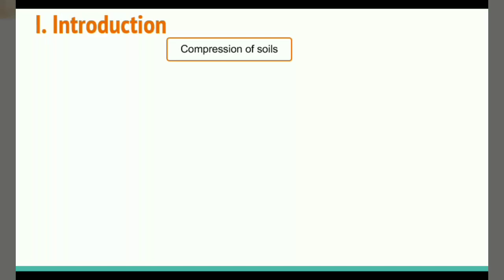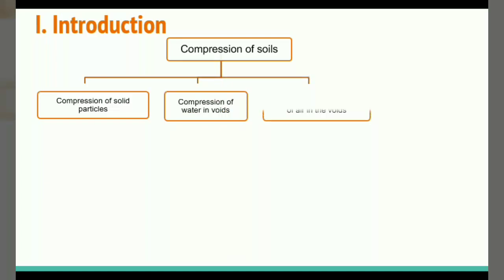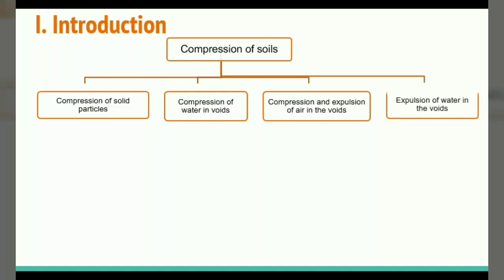And compression of a soil occurs mainly due to four reasons. The first one is the compression of solid particles. Second is the compression of water in the voids. Third one is the compression and expulsion of air in the voids. And the next one, expulsion of water from the voids.